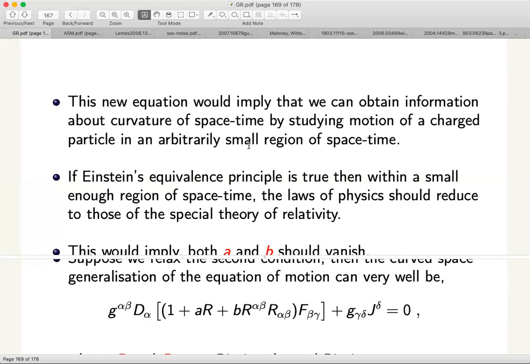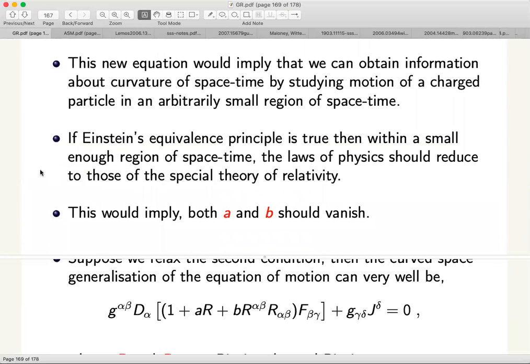But if you only do this much, it will give you information about the curvature of space-time, simply because if this equation is of this form, if A and B are non-zero, or any one of the two is non-zero, you don't need both of them non-zero, in fact. Even in a small region, if you follow the trajectory of the particle, compare that with what the flat space equation would be, you would be able to determine what this R or R alpha beta would be.